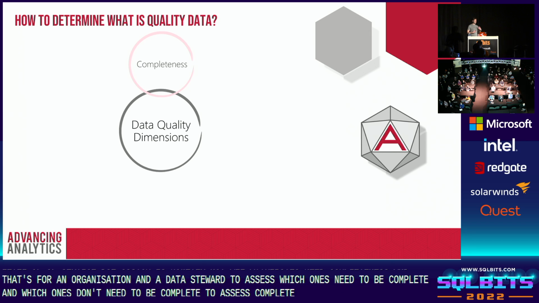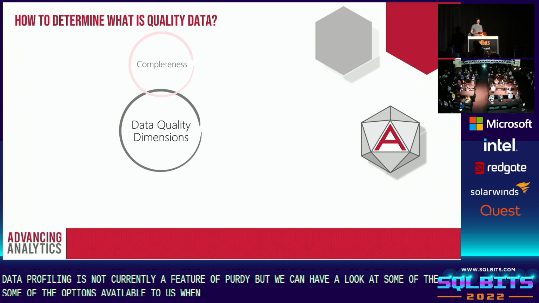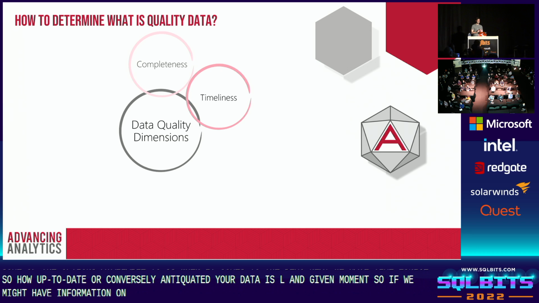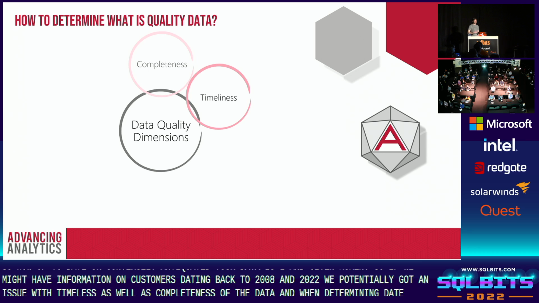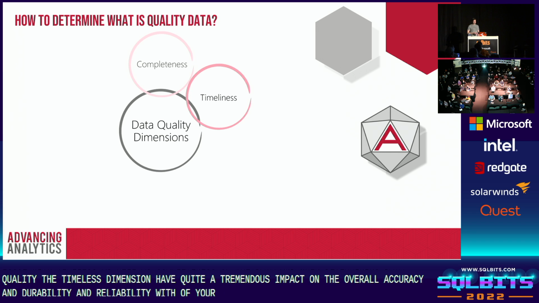To assess completeness, we're effectively using data profiling. It's not currently a feature of Purview, but we can have a look at some of the options available to us when it comes to the demo. Next, we have timeliness. So how up-to-date or conversely antiquated your data is at any given moment. If we might have information on our customers dating back to 2008, and we're now in 2022, we potentially have an issue with timeliness as well as completeness of the data. And when determining data quality, the timeliness dimension can have quite a tremendous impact on the overall accuracy and viability and reliability of your data.